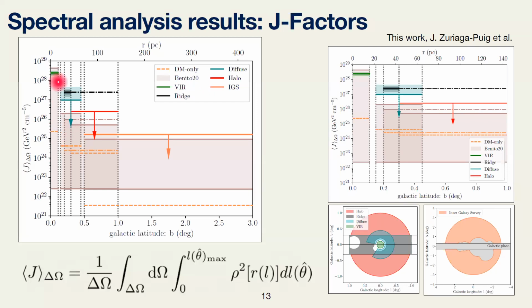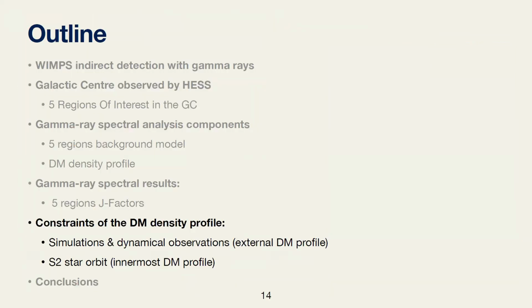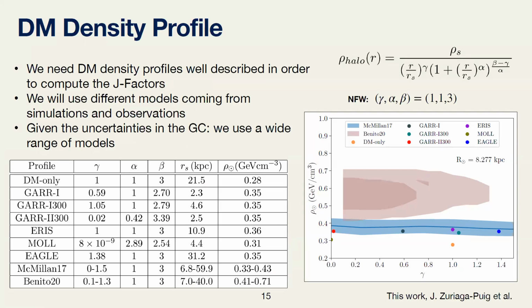And we can see here that we need some kind of enhancement, or the best or the peaked part of the Benito 20 could explain this line right here. And we will see what the constraints are that we can obtain from them. So now we will see the constraints of the dark matter density profile coming from the simulation and dynamical observation, the different profiles that I have shown, and also the S2 star orbit.